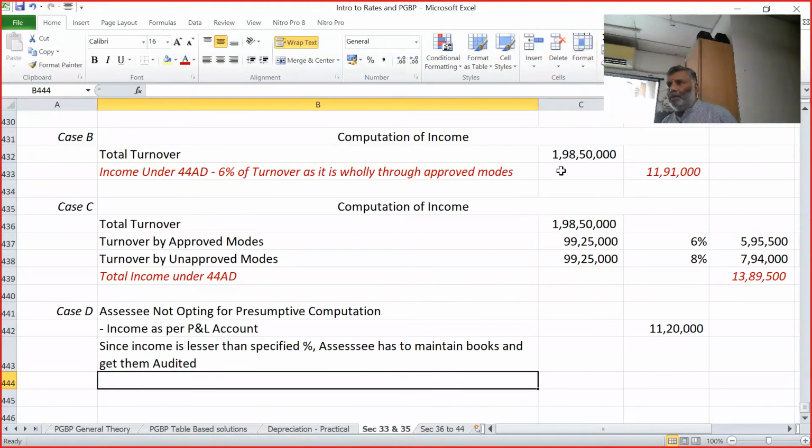Books he should maintain, but audit is not mandatory if the income is higher.